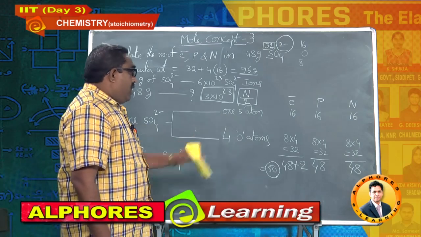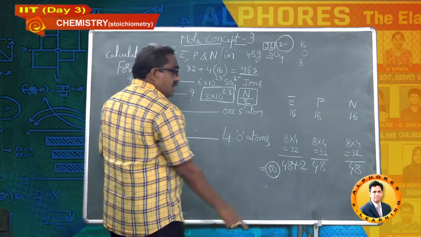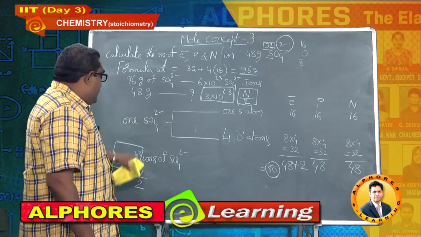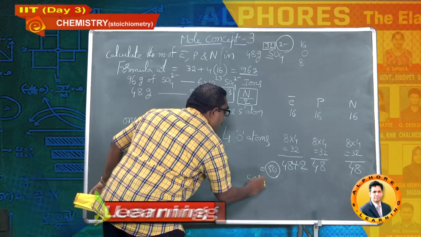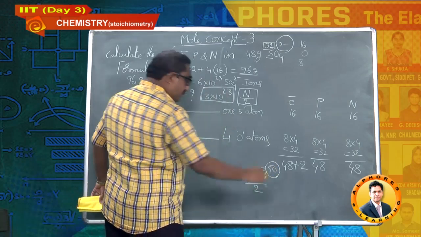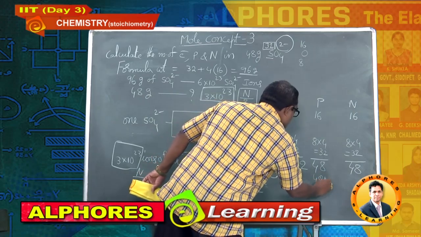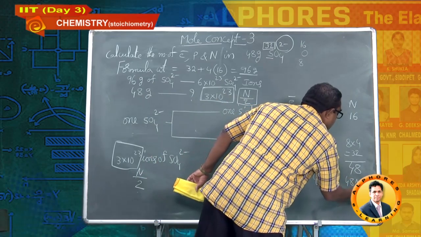Then how do you have to calculate? For one sulfate ion, 50 electrons are there. For such n by 2 sulfate ions, you should multiply 50 by n by 2. And here also you should multiply 48 by n by 2. Here you should multiply 48 by n by 2.